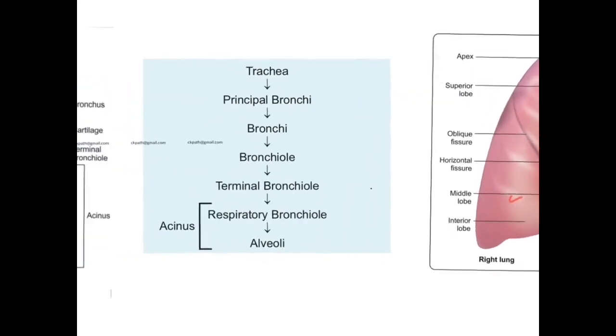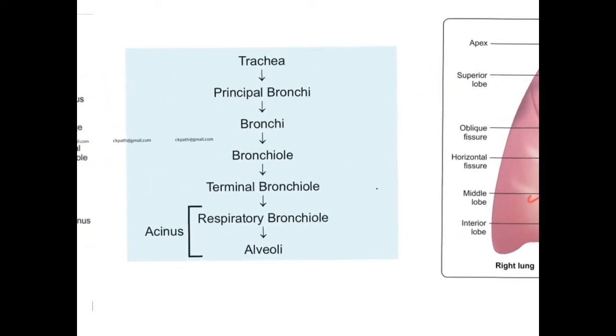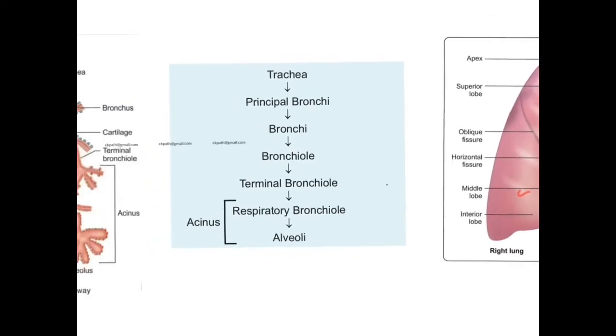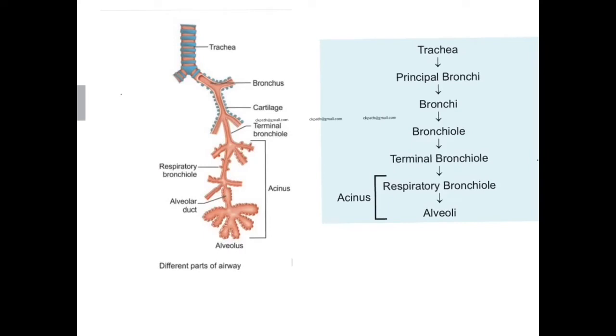Now the lung is well connected with the trachea, as we all know, and the trachea can be divided into principal bronchi, bronchioles and the terminal bronchioles. Below the terminal bronchioles we have the respiratory bronchioles and alveolar duct, and the alveoli are also called the sac. This sac is lined by two types of cells, the type 1 and type 2 pneumocytes. Together this is called the acinus, which is the functional unit of the lung.